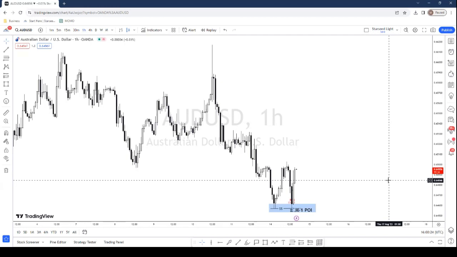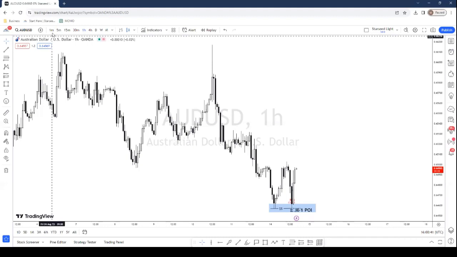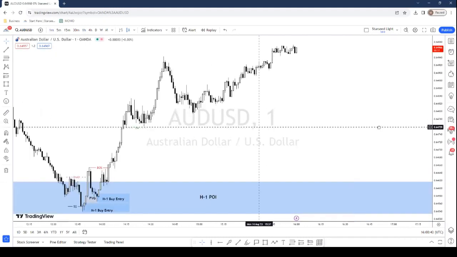We don't know for sure which one is high probability. If you are focusing on trading the fair value gap, then you will get your chances. If you are focusing on trading the order block, you get your chances. Okay. And one more thing, we come back a little bit to M1.